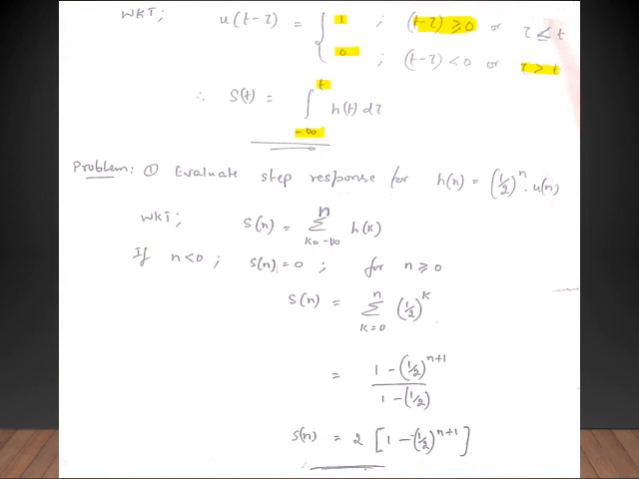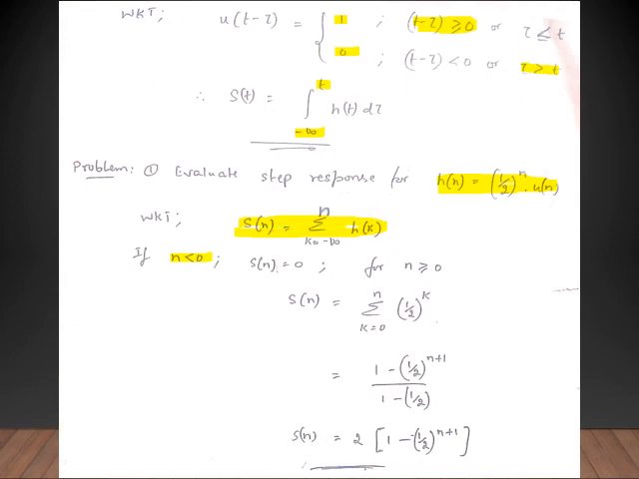So with respect to this, one problem which is mentioned in this presentation: evaluate the step response for the given h of n. This is of a discrete nature, so I'll directly take the solution with respect to the step response equation we just mentioned. So s of n is equal to the summation from k equal to minus infinity to n of h of k. If n is less than 0, we directly say s of n is equal to 0.